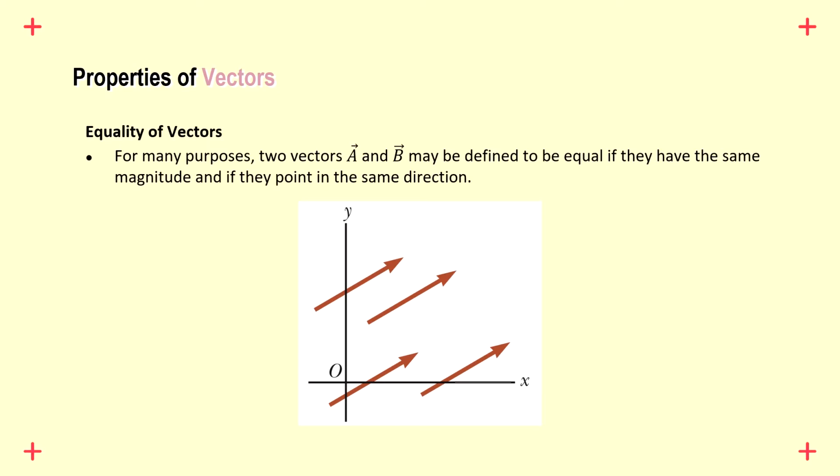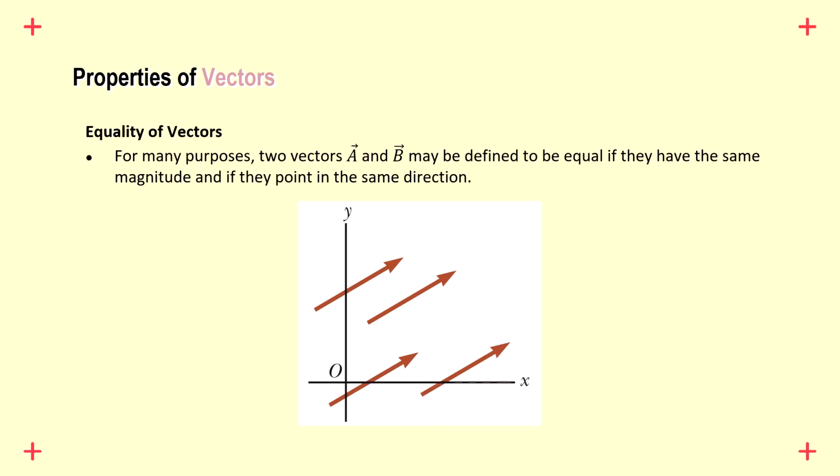So in this figure, you can see that we have many vectors here, and I think they are the same length, and they point in the same direction, and they are inclined at the same angle with the x-axis. So even though these vectors are placed differently along the Cartesian coordinate plane, these vectors are all equal as long as they have the same magnitude and they point in the same direction, which means they have the same inclination from the xy plane.